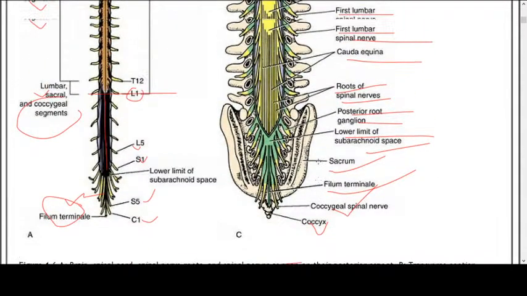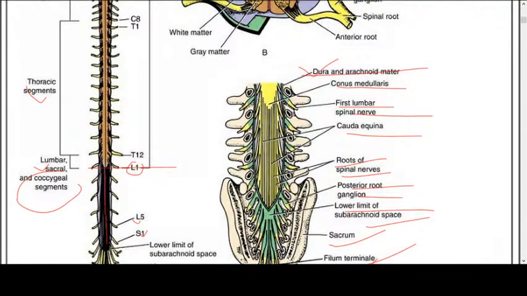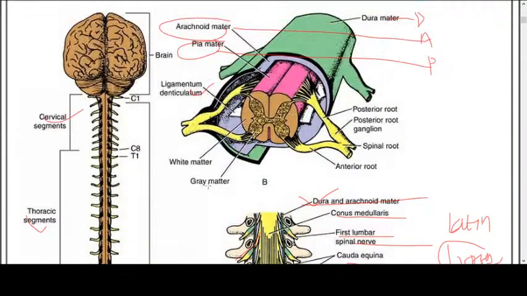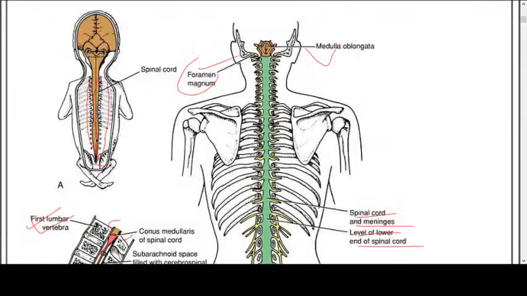Okay, so this one right here is the cauda equina. Cauda equina in Latin means the horse's tail, and it appears like a horse's tail. It is because during infant life, the spinal cord is of equal length to that of the vertebral canal.